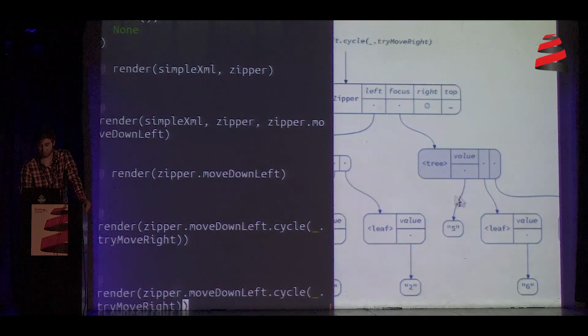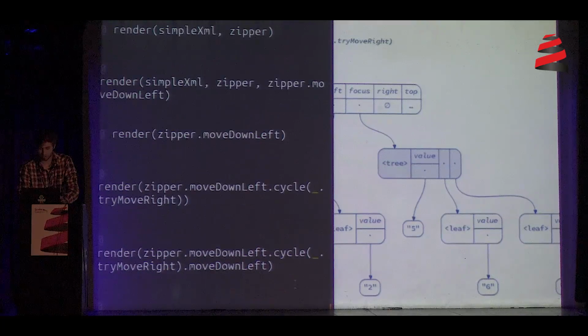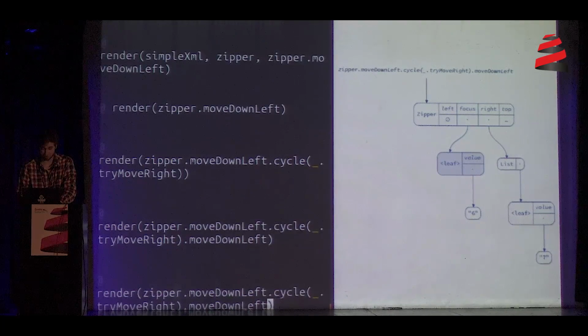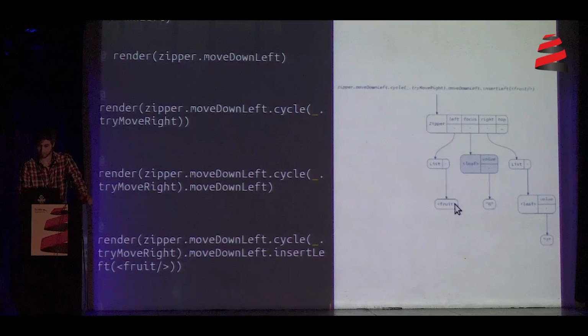Now, the interesting thing is, imagine we went down this node. So move down left again. So now we are just in that small subtree that we had with 2 leaves. And let's say we want to add an element here. So let's say insert left, some sort of fruit. So now we have this fruit here in the left siblings.